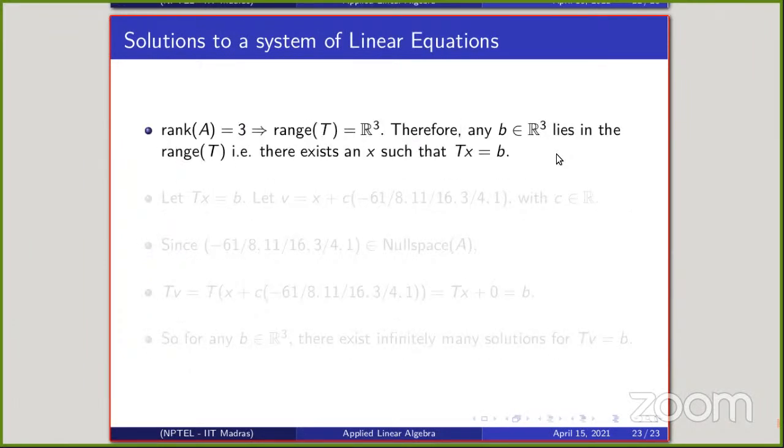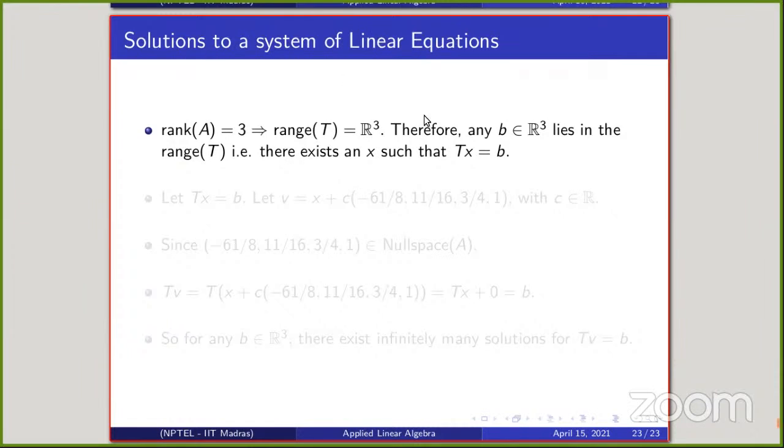The map T is from R^4 to R^3, and the rank of A is 3. So the range of T is the entire codomain R^3. So the map T is surjective. Map T is not injective, but it is surjective. Since the range of T is the entire codomain R^3, any vector in R^3 lies in the range of T.